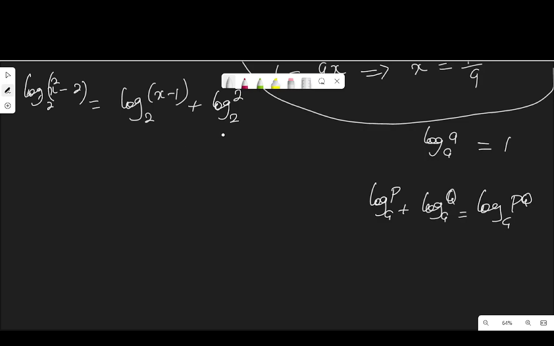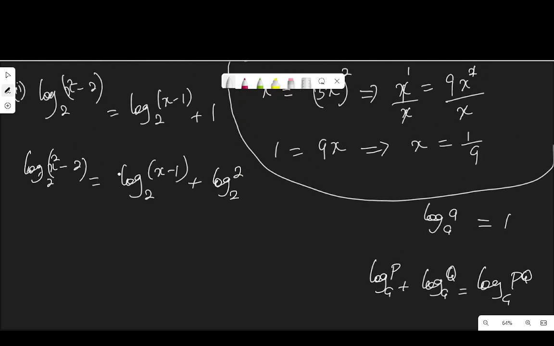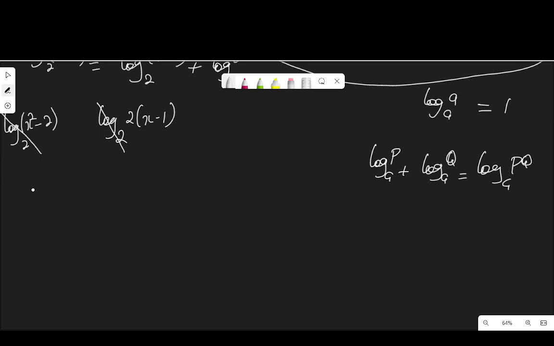if I apply it on the right hand side here, I will have log 2 multiplied by x minus 1 to base 2. Then on the left hand side, I have log x squared minus 2 to base 2. Since we have log to base 2 on both sides, they can cancel out, so that x squared minus 2 is equal to 2 bracket x minus 1.